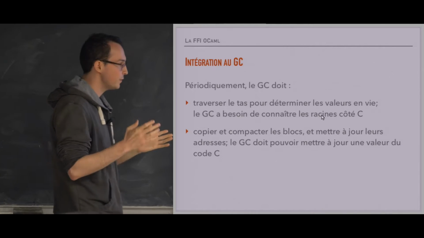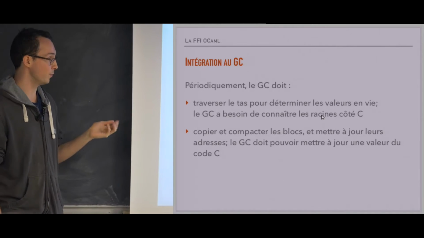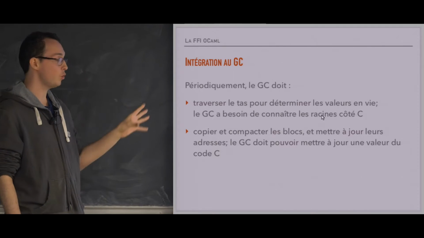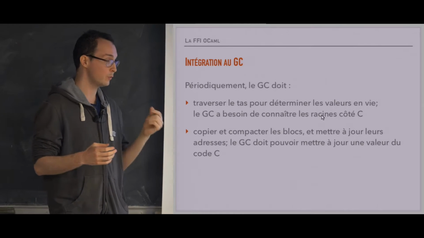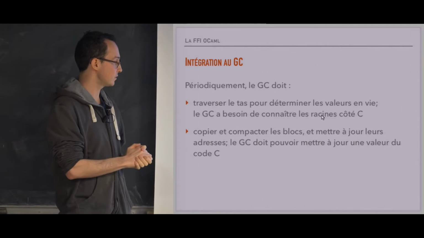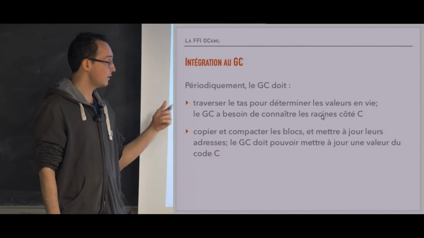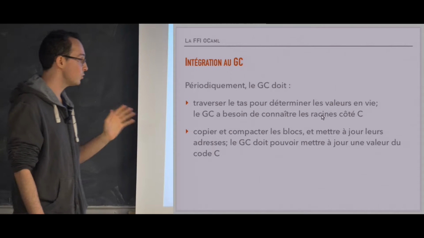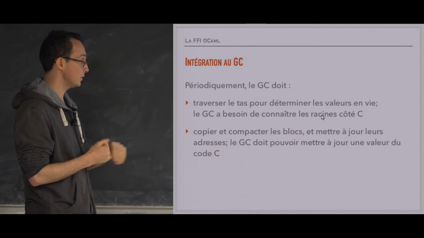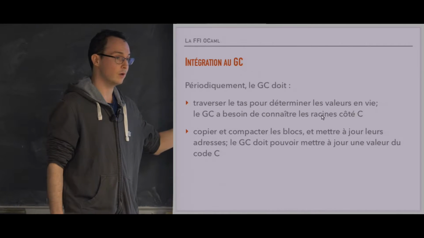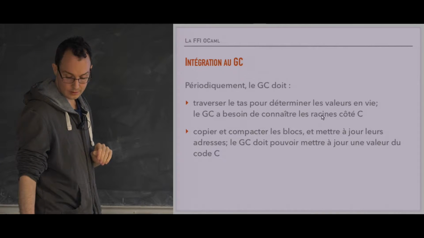And it would be very easy if we just had to deal with that, but periodically the GC has to do its job. For that, it needs to traverse the whole heap, and so it needs to know which OCaml values are maintained alive by the C code. In some circumstances, it will decide to copy and compact these blocks, so it also needs to be able to update the C values. For this, it needs to be sure there is no alias that it is not aware of on the C side.